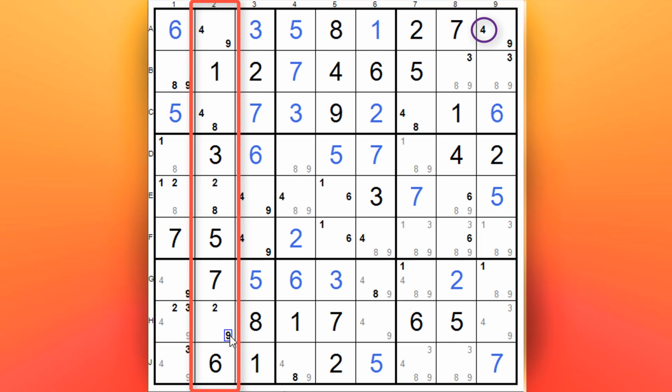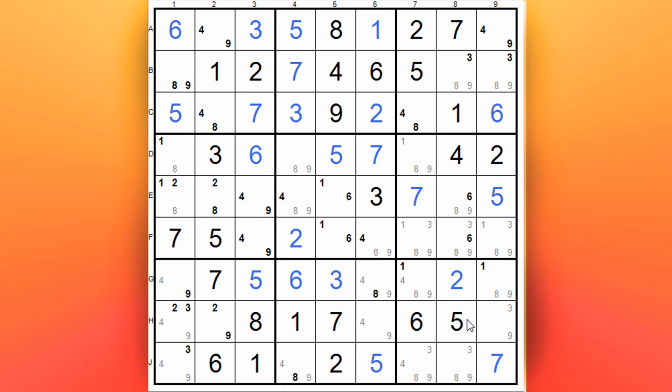Otherwise, this is the 9. Well, if that's a 9, that's not a 9. It must be a 4. If that's a 4, then this one also is not a 4, right? That's the way he does the two of those.